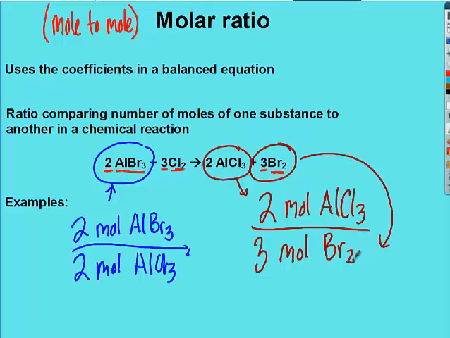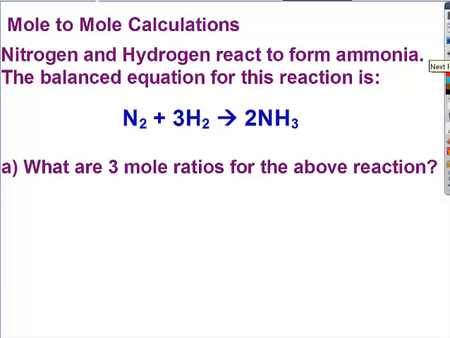So let's look at a problem that's actually on your paper. This one. This is your first problem on your paper. It says, we're going to write the mole-to-mole calculations. Nitrogen and hydrogen react to form ammonia. Okay? Nitrogen, hydrogen, ammonia. The balanced equation for this reaction is, there it is. What are the 3 molar ratios for the above reaction? What does that mean? When they want 3 mole ratios, they basically want you to pick 3 different combinations. Just like I did before where I picked 2 combinations, they want 3 different kinds.